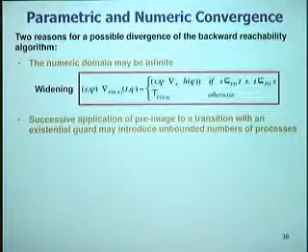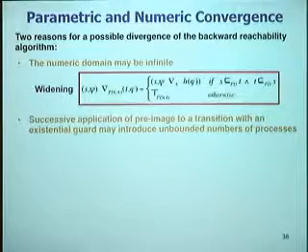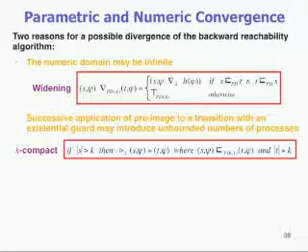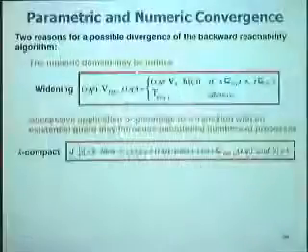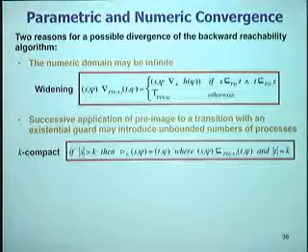But the other problem comes from the successive application of pre-image to a transition with an existential guard. That means every time we do the pre-image, we add a new process. So we may end up adding an unbounded number of processes to our configuration. For that, we design an extrapolation operator, which basically computes an over-approximation of that configuration by dropping some processes from the configuration we are looking at. So for the first problem, that the numeric domain may be infinite, we have the widening. For the other problem, we have the k-compact operator.